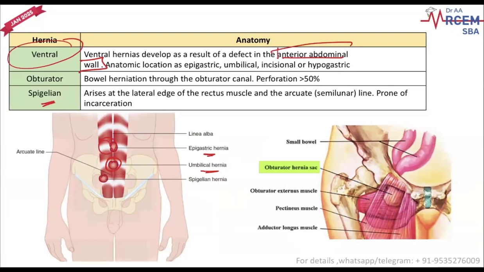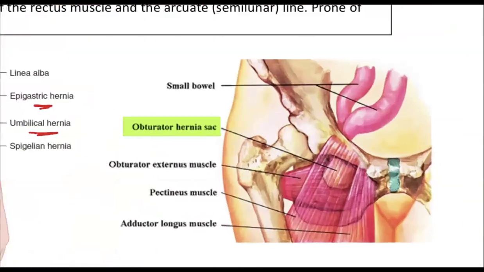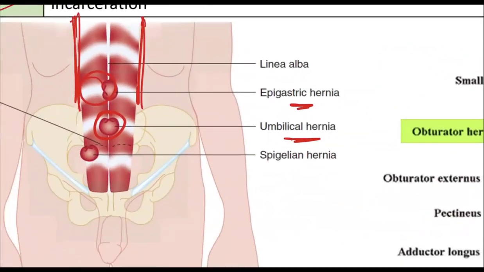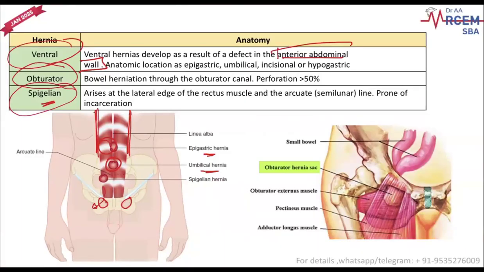What is Spigelian hernia? Spigelian hernia is whenever there is a hernia at the lateral edge of the rectus abdominis, then you call it a Spigelian hernia. There's one more hernia known as obturator hernia. Obturator hernia, this cavity you're seeing in the pelvis, this is known as the obturator foramen. When the abdominal contents, the bowel loops, come out through this, then you call it an obturator hernia. So basically it herniates from there. That's why the name comes up.